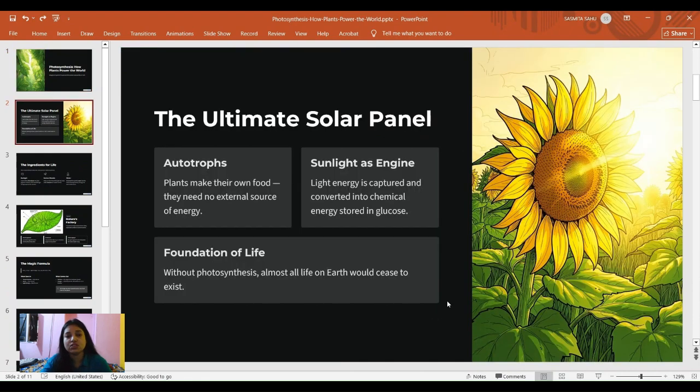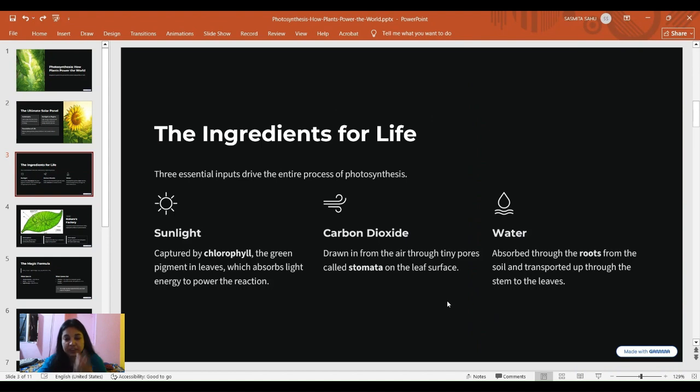They use sunlight and energy. That means light energy is captured and converted into chemical energy stored in glucose. So the next topic is the ingredients for life. The ingredients for life are sunlight, carbon dioxide and water. Sunlight is captured by chlorophyll, the green pigment in leaves, which absorbs light energy to power the reaction.